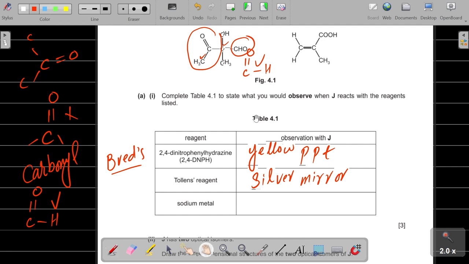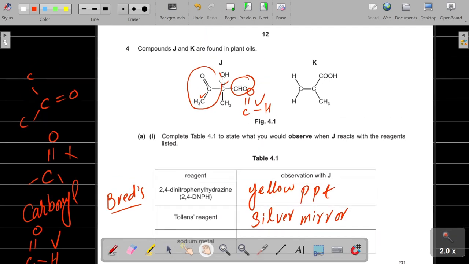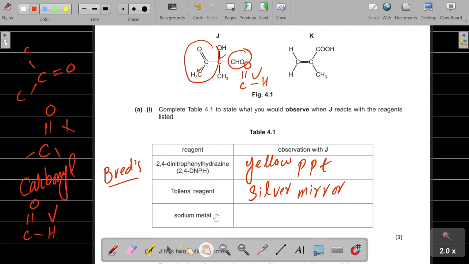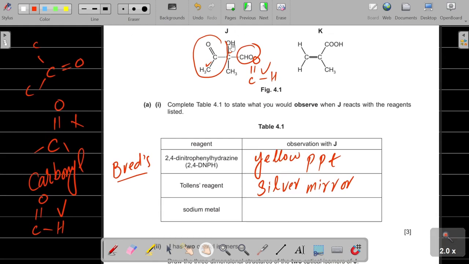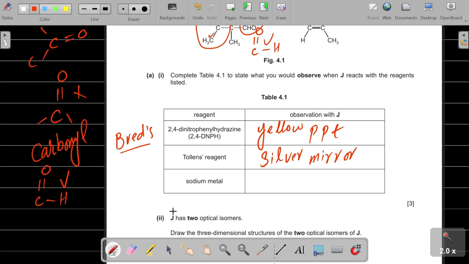Sodium metal: we have one alcohol group as well as a carboxylic acid group. Sodium is highly reactive, so it can react with both this part and this part. When sodium reacts with OH, for example an alcohol ROH, it is reacting with sodium metal. Sodium displaces hydrogen from here.